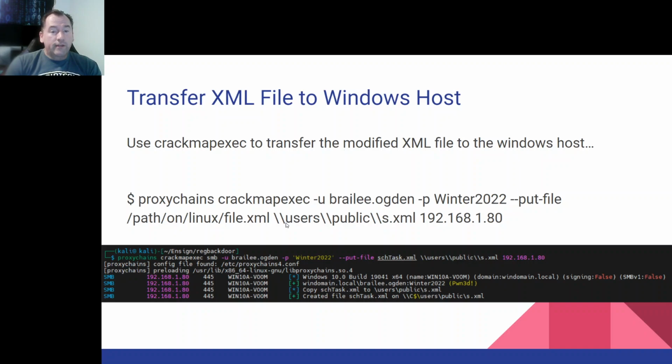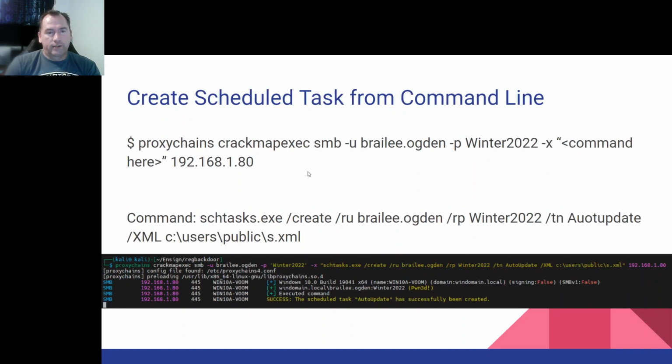And I'm going to put this file in C users public s.xml, and you may want to place it somewhere else. And you can see in the output, it's putting it in C$ users public and then the file. And you can verify that it exists there by running -x dir C: users public and see if the s.xml file exists.